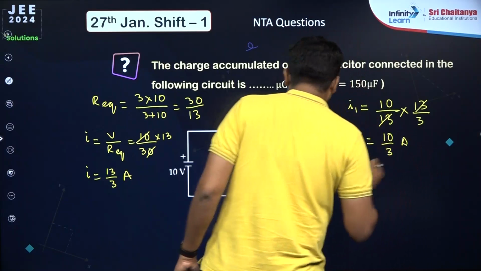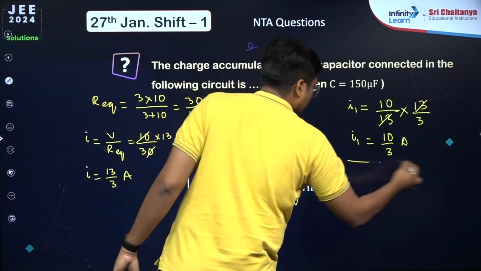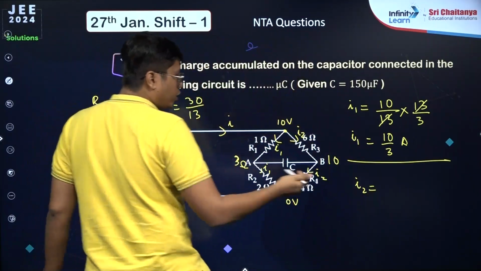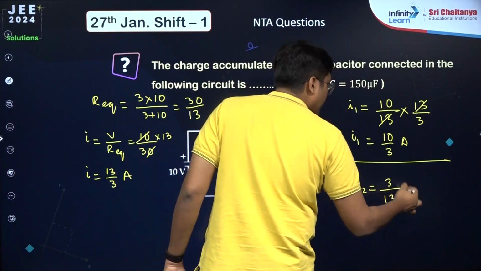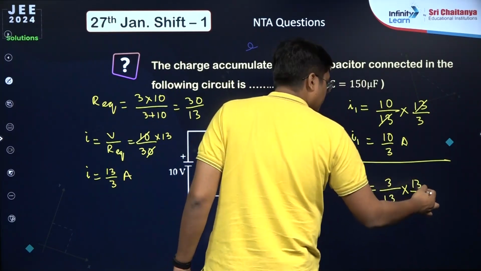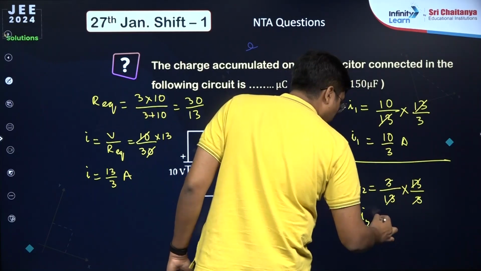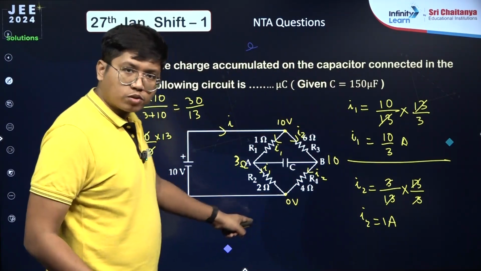10 by 3 ampere current flows in this line, and in the other line I2 is equal to the other resistance, which is 3 ohms, divided by 10 plus 3, again 13, into the main current, which is still 13 by 3. Cancels. So I2 comes out to be 1 ampere. So in this line 1 ampere current flows.